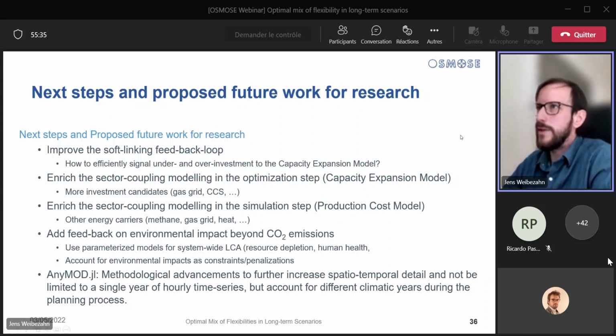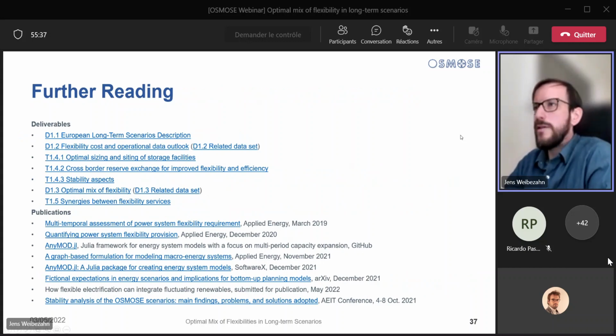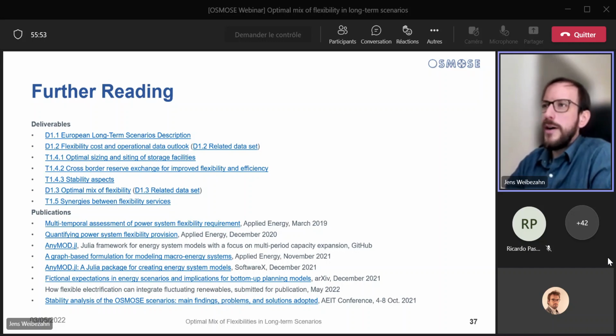If you want to read more about Work Package 1 and also the remainder of the OSMOSE project, we would like to refer you to our website, where we have a couple of deliverables from Work Package 1 and obviously also the other work packages, which are linked here. There is a last part of the project that has not been presented in this webinar, which looks at the synergies between flexibility services. So this is the last mentioned deliverable here, also available online.